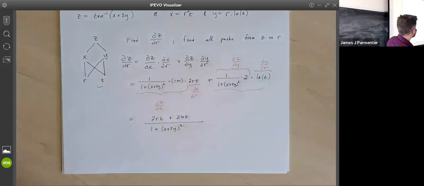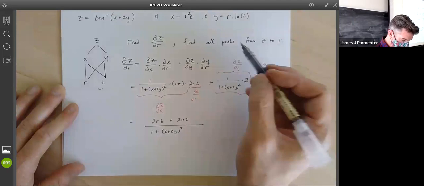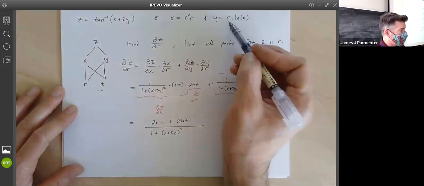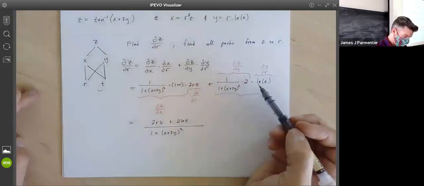Because I was differentiating with respect to what variable? That's a good question though. The reason I got natural log of t here is because I was finding del y del r. And so here I just have r times a constant, and the derivative was 1 times the constant, which is natural log of t.